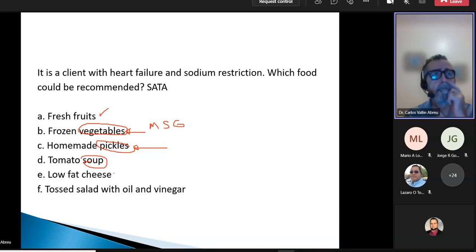Cheese is a processed food. Any processed food, a food that you don't make from scratch, is high in sodium. The trap here is the low fat. Okay, it's low fat, so it's low in fat, but not low in sodium. Cheese is high in sodium. Ham, cheese, cold cuts, all the stuff that you buy in the deli or the supermarket is very high in sodium. But a tossed salad, which is fresh vegetables, with oil and vinegar, so a vinaigrette made by you without adding salt, is a good option. And this is the way that you answer this question.